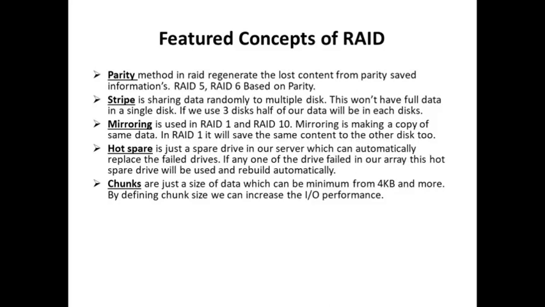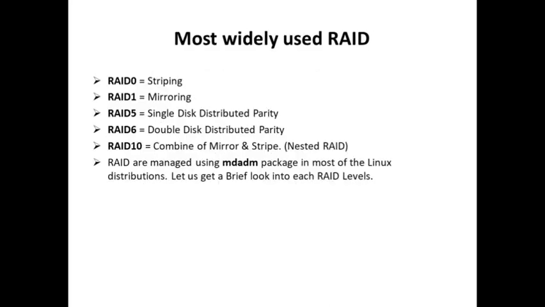Chunks are just a size of data which can be a minimum of 4 KB and more. By defining chunk size, we can increase the input output performance. So these are some of the most widely used RAID levels. RAID 0 is striping, RAID 1 is mirroring, RAID 5 is single disk distributed parity, RAID 6 is double disk distributed parity, and RAID 10 is a combination of mirror and stripe, also called nested RAID.